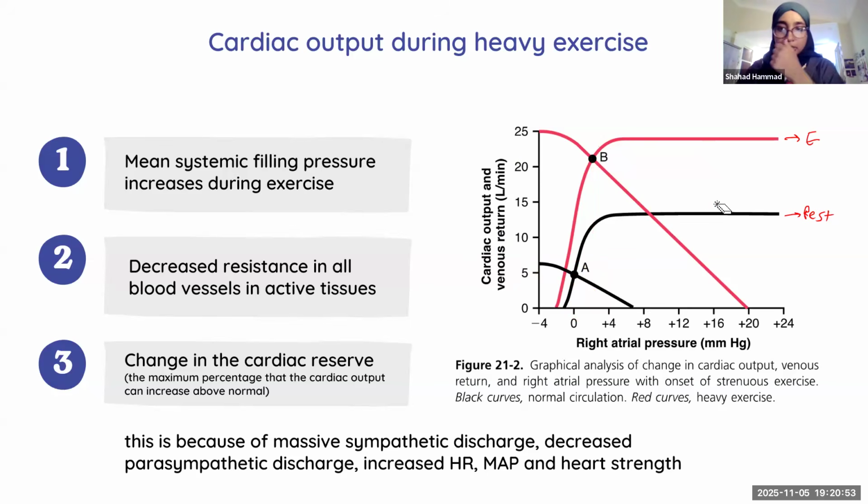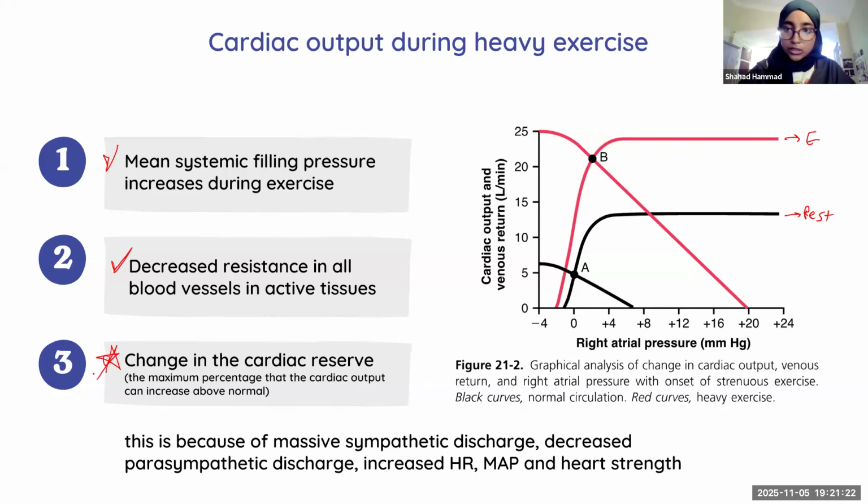Yes, okay, perfect. So what we're going to look at here is the mean systemic filling pressure, if we just look at this in words. The mean systemic filling pressure increases during exercise. Like we said here, the blood coming from the systemic circulation will increase during exercise up here. There's decreased resistance in the blood vessels and active tissue, and we have changes in the cardiac reserve. And this is a very important point that I will point out.